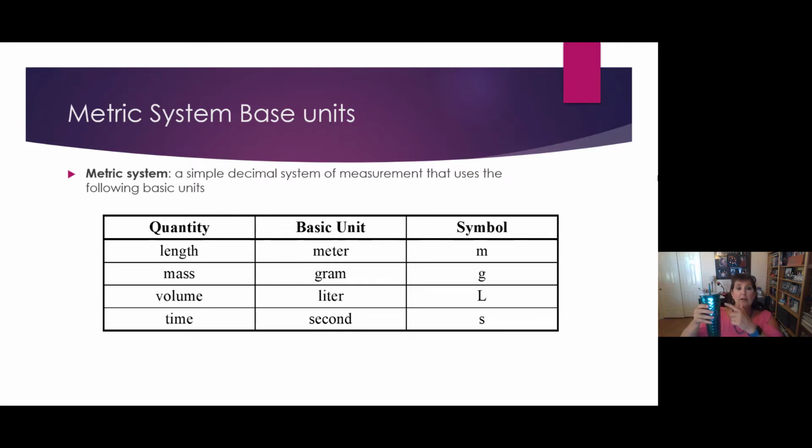Volume, or how much space something takes, like this liquid in this cup, is measured in liters. Liters, it's a capital L, print L, because if you did a lowercase l, it looks like the number 1. So make sure you draw a capital L for liters.